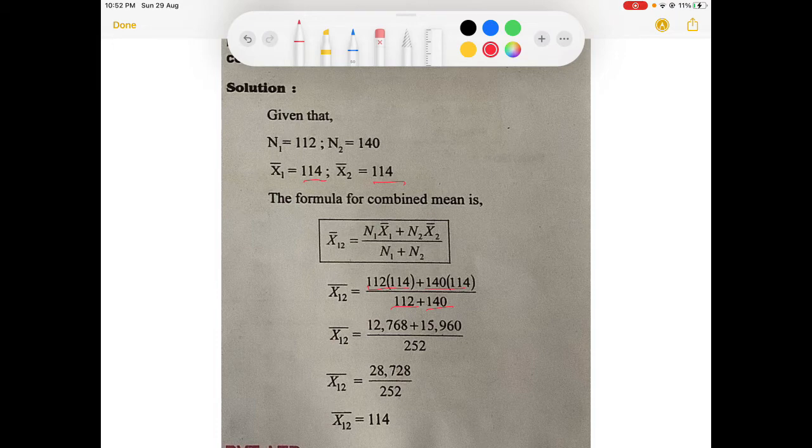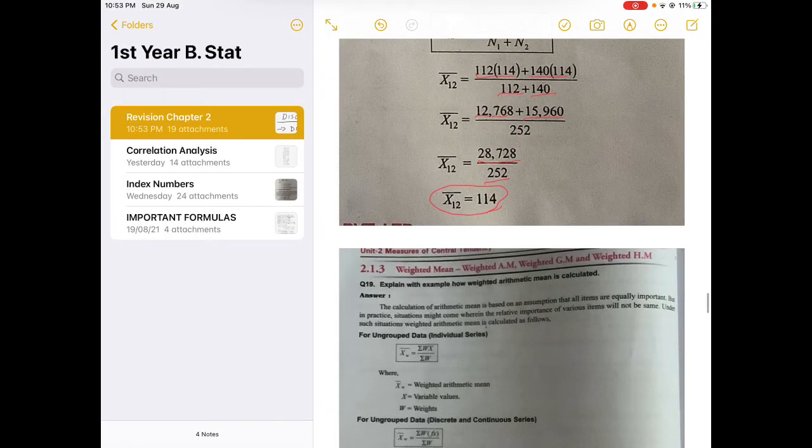Anyways, so now multiplying the two digits, we get 12,768, and 140 into 114 gives us 15,960, and the denominator becomes 252. So as a result, the numerator is now adding up to 28,728 and the denominator is 252. So when we divide, we get 114. So the combined mean is 114 in this case. Now let's go to the next problem.